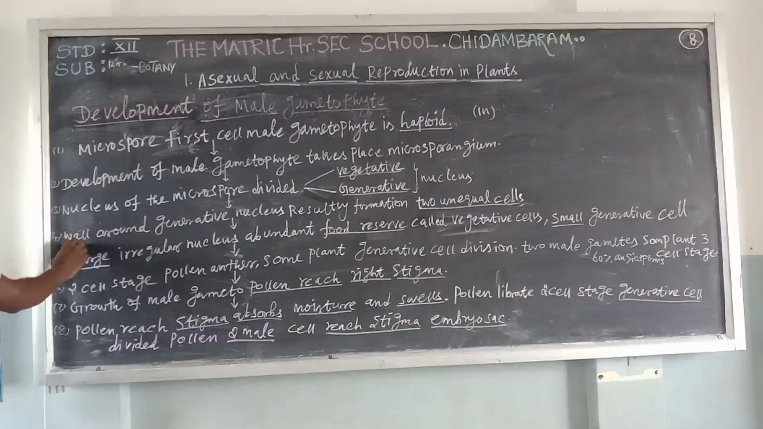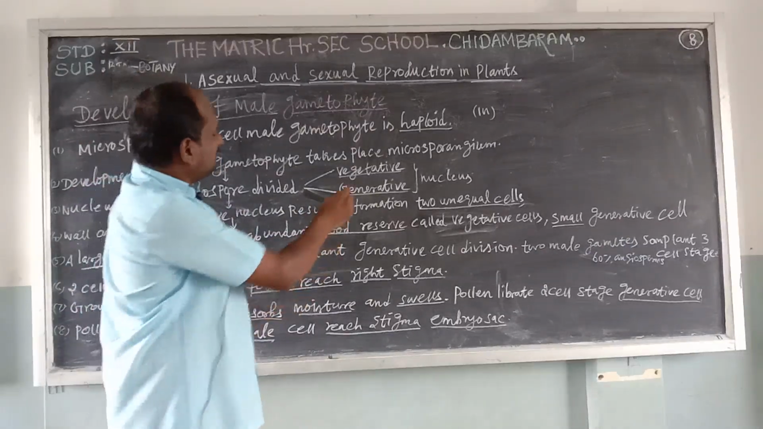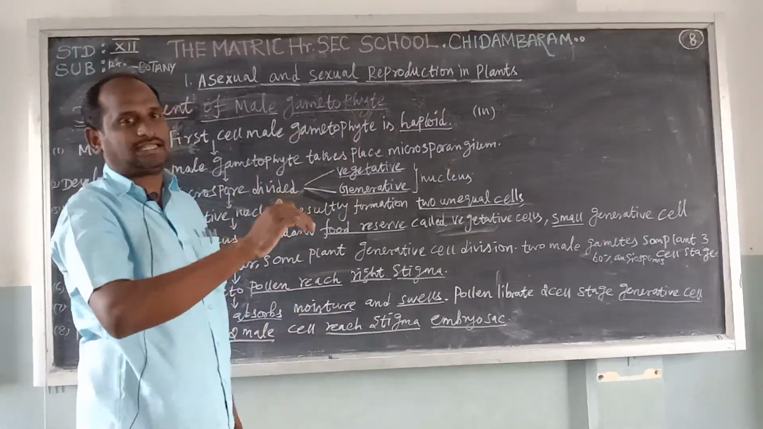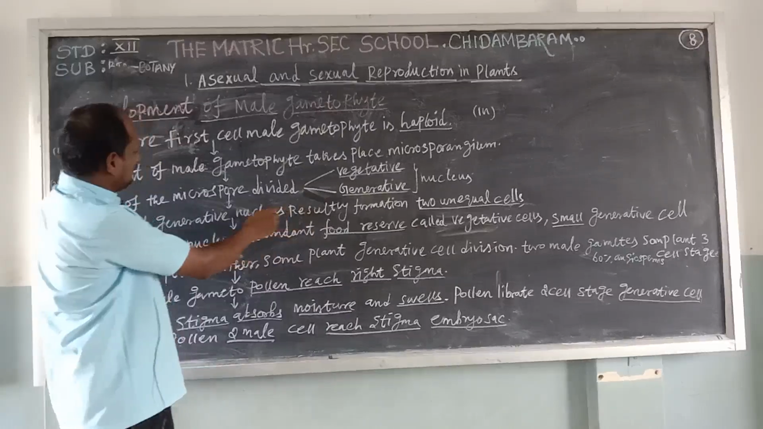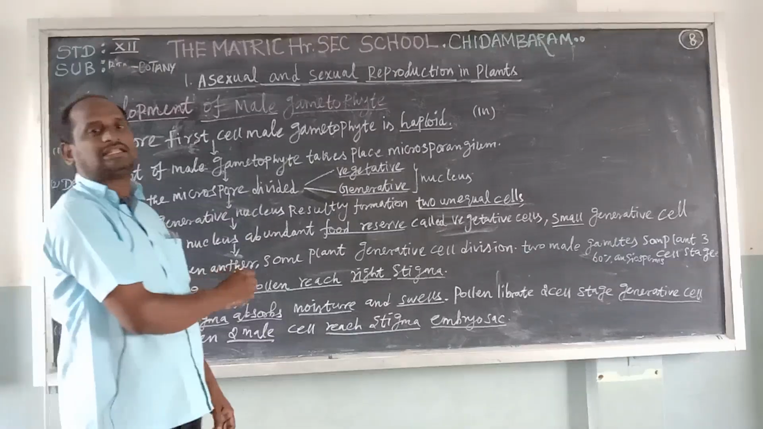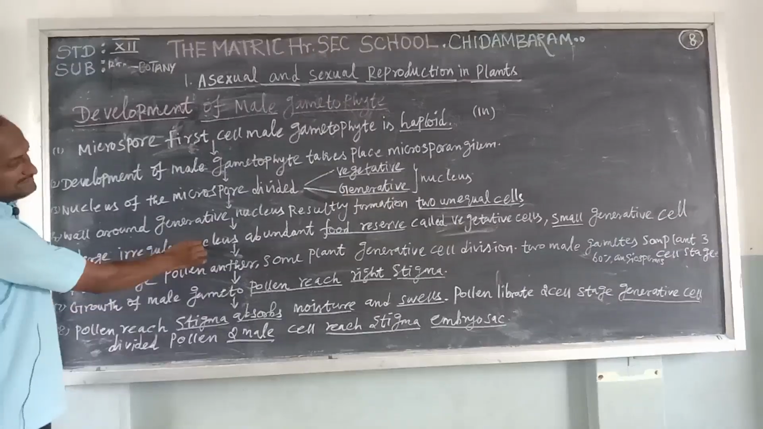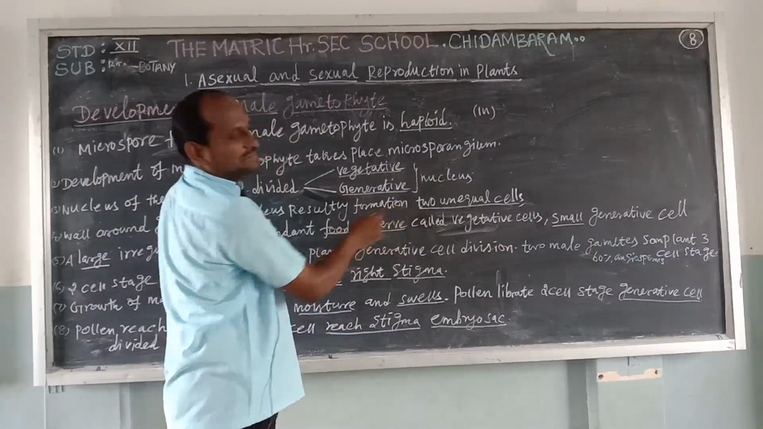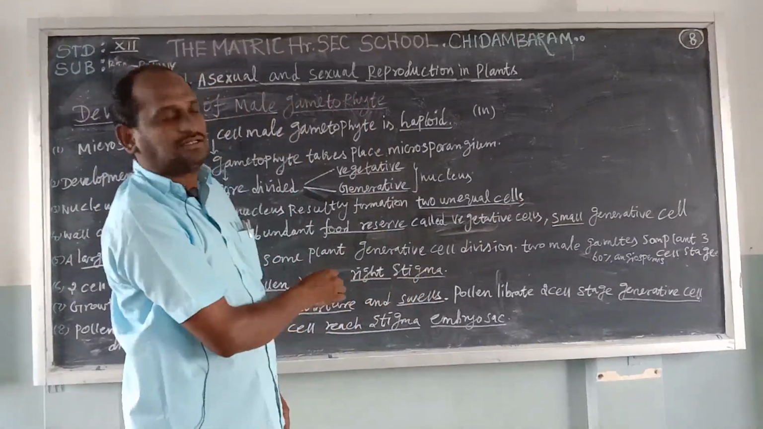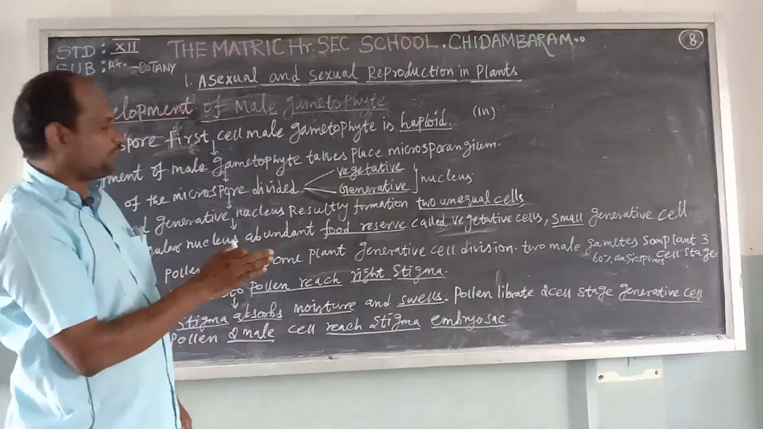Next stage, a wall forms around the generative nucleus, forming two unequal cells. The generative cell is small, while the vegetative cell is large with an irregular nucleus. The vegetative cell stores the food material.